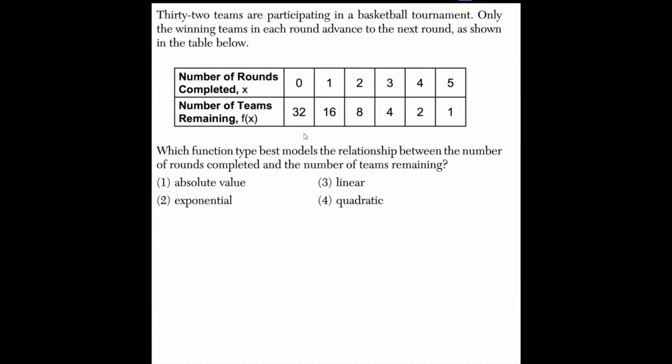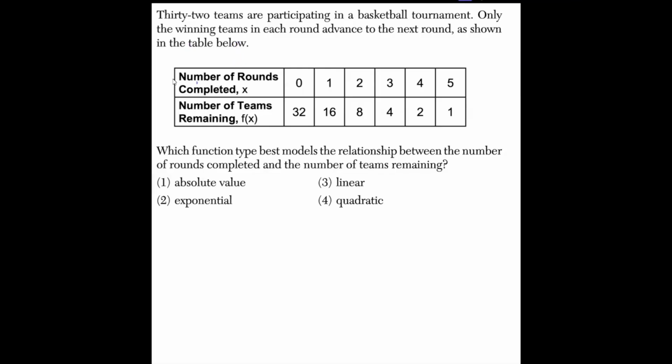So let's read through this question here. It says 32 teams are participating in a basketball tournament. Only the winning teams in each round advance to the next round, as shown in the table below. So the first thing is just really trying to understand what's happening here.